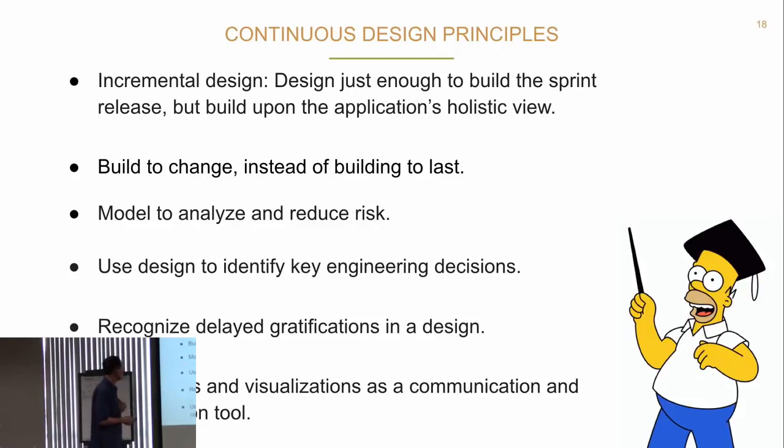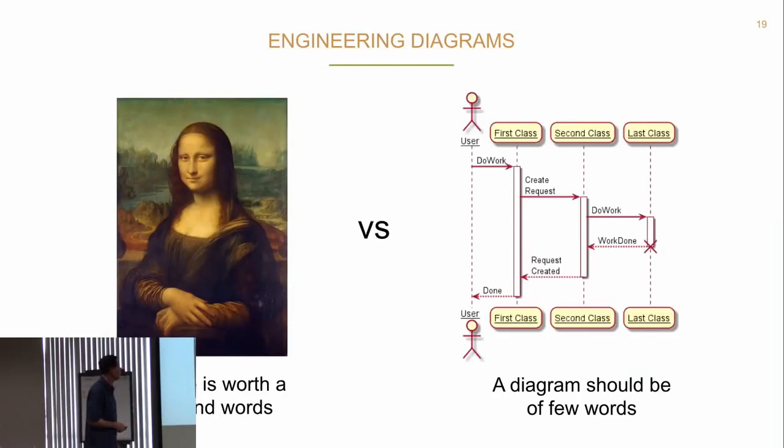Model to analyze and reduce risk. Use design to identify key engineering decisions. This helps with cost, obviously, maintenance, whatever else. Recognize delayed gratification. That's really in the design, okay? And use models and visualizations as a communication and collaboration tool. That's key for your continuous design principles, okay?